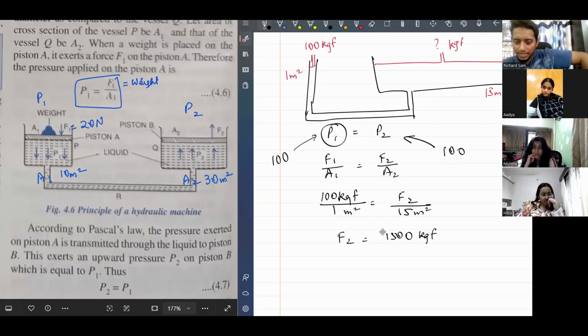Are we getting 100? If you put 1500 in place of F2, 1500 divided by 15 is what? 1500 divided by 15 is 100. Right. So we can experimentally see with calculations that the pressure on both the sides is the same. Okay. So that fraction has to be the same on both the sides. F1 upon A1 should be equal to F2 upon A2. If you increase A2, F2 will increase. If you decrease A2, F2 will also decrease. Is that clear? Yes, sir.